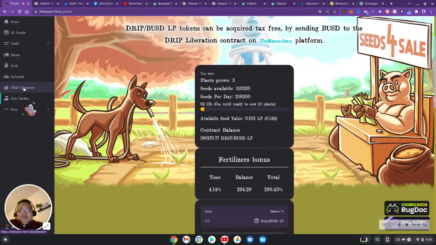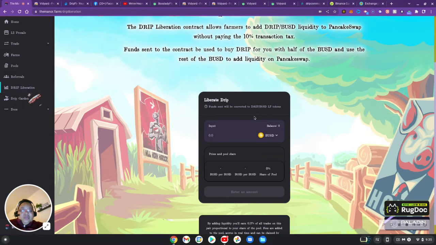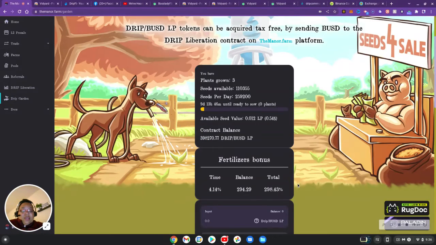So right here, where you see Drip Liberations, this is where you want to get some BUSD, which is a stable coin for Binance. It's American dollar. So if you put $20, it's $20. Okay, it's American dollar BUSD. So get some BUSD, enter the amount, and you pay your fees or whatever, and then you'll get some LP tokens. You'll get the LP tokens for Pancake and for Drip and BUSD. You have those two, and that be one LP token.